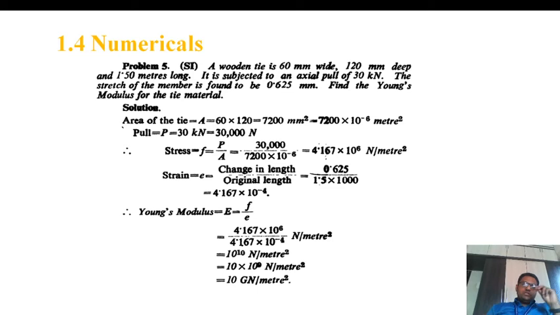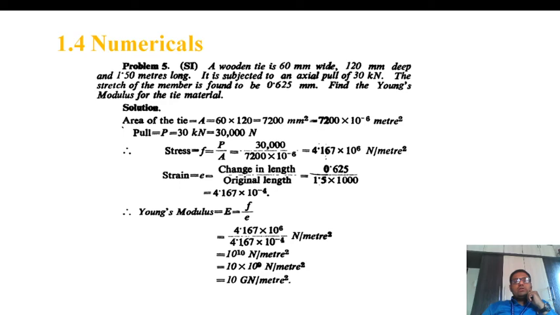Now we know that stress is force upon area. So stress is equal to P upon A, and then we will put the values of force and area, and finally the stress value is 4.167 into 10 raised to 6 Newton per meter square. Next is strain. It is change in length upon original length. The change in length is 0.625, which is already given in the numerical. Original length is 1.5 meter. So the strain value will become, after calculation, 4.167 into 10 raised to minus 4.